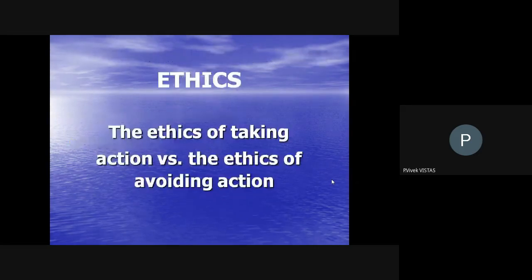So ethics, we have already discussed many things: the ethics of taking action versus the ethics of avoiding action. Ethics means that if we need to take an action and behave ethically, taking responsibility is also ethics. And if we take this solution, certain issues may come up, so saying we can avoid doing it is also a kind of ethics. So it is nothing but the ethics of taking action versus the ethics of avoiding action.